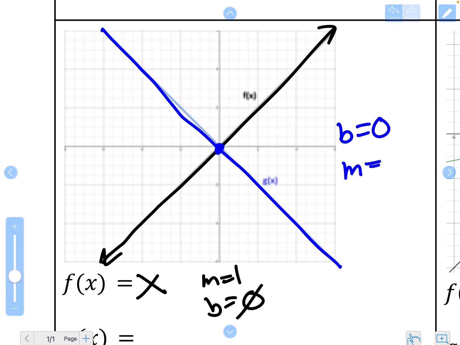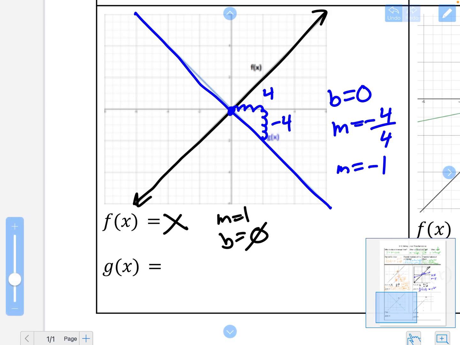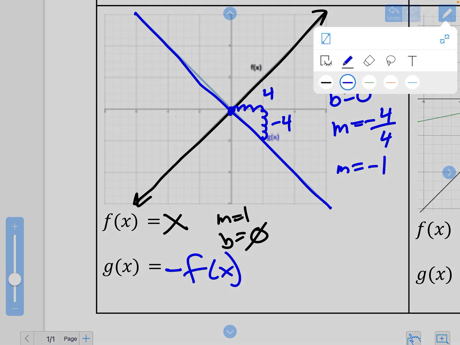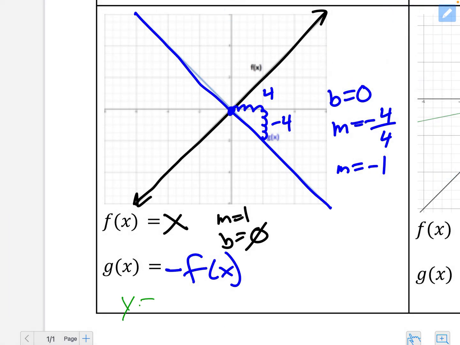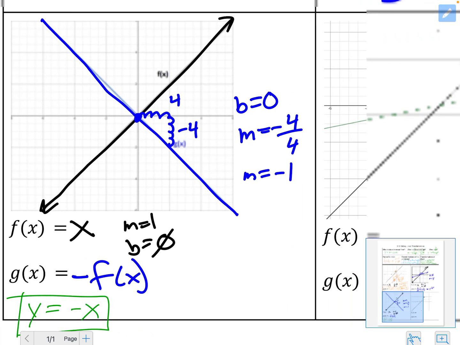My slope, let's look at slope. 1, 2, 3, 4. 1, 2, 3, 4. So I have a -4 rise and I have a 4 run. So -4 over 4 is the same thing as -1. So what this means is that my line is now reflected because I have a negative slope. So g of x is going to equal a negative f of x. And a quick reminder that this is the same thing as writing y equals negative x. They are the exact same thing. We're just using one with function or transformation notation.